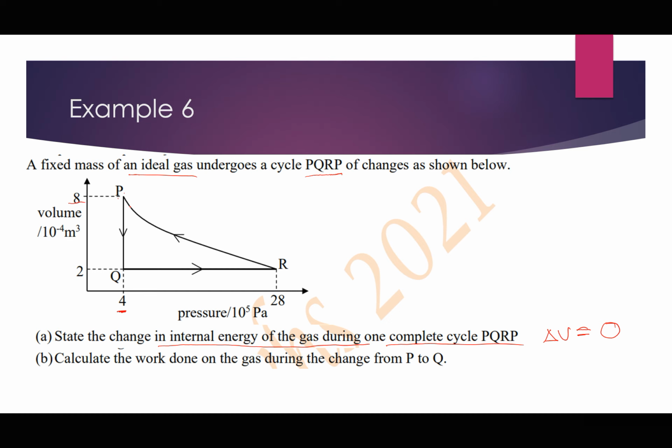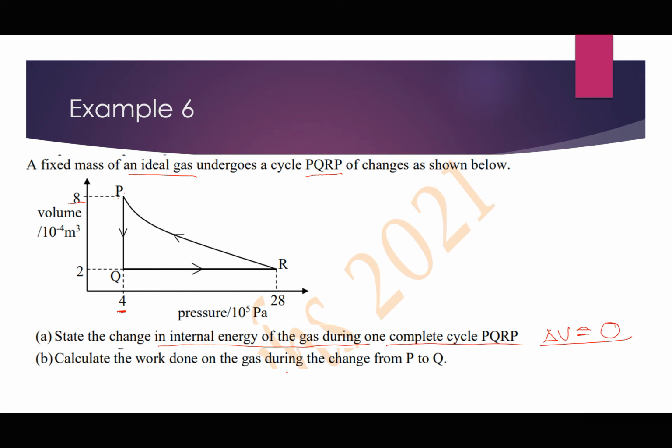So if arrows are like this, coming back to the same point where we started, always remember that the total change in internal energy is zero. It doesn't mean that the change from R to P is zero. Neither does it mean that the change from Q to R is zero. But when I come back to point P, the net change becomes zero.